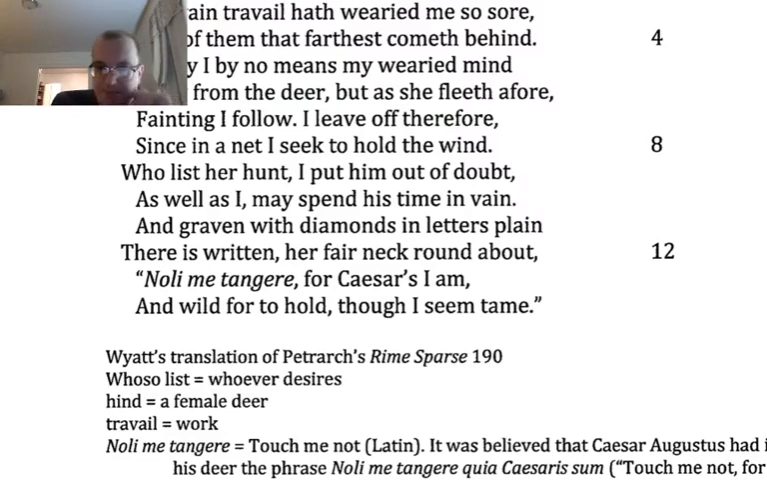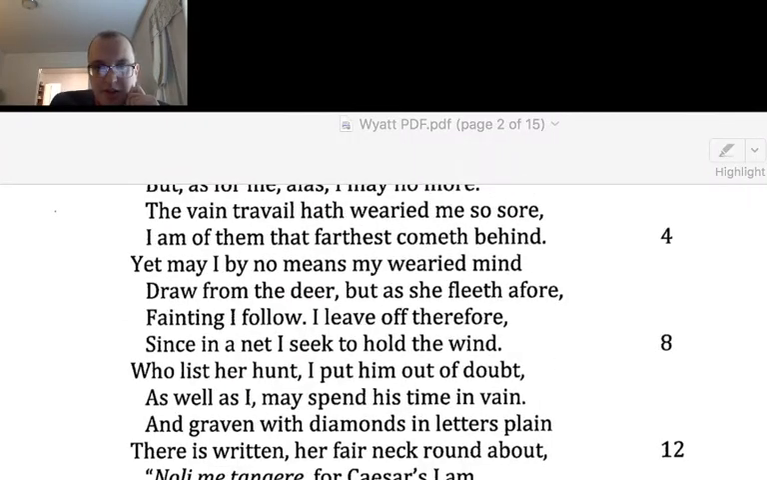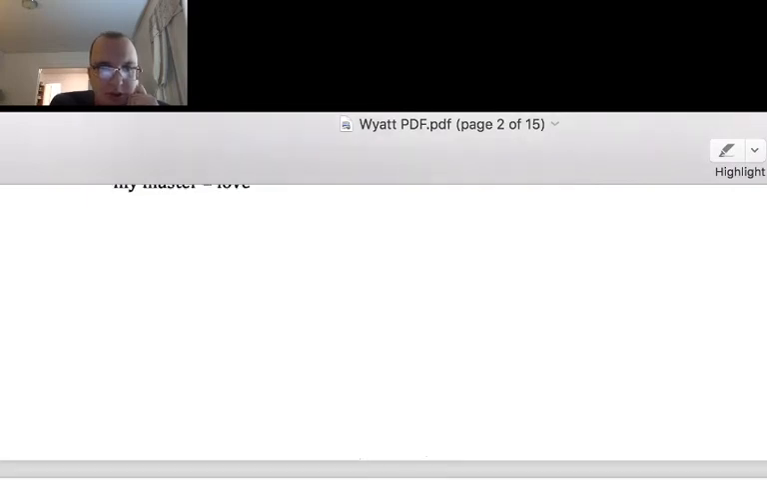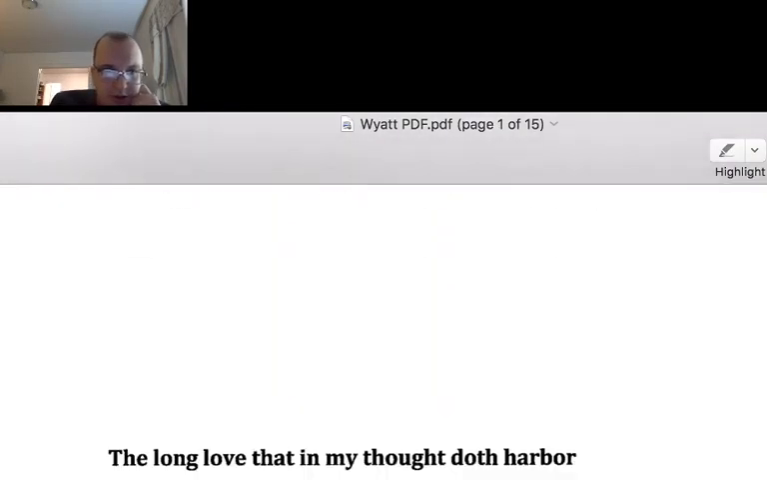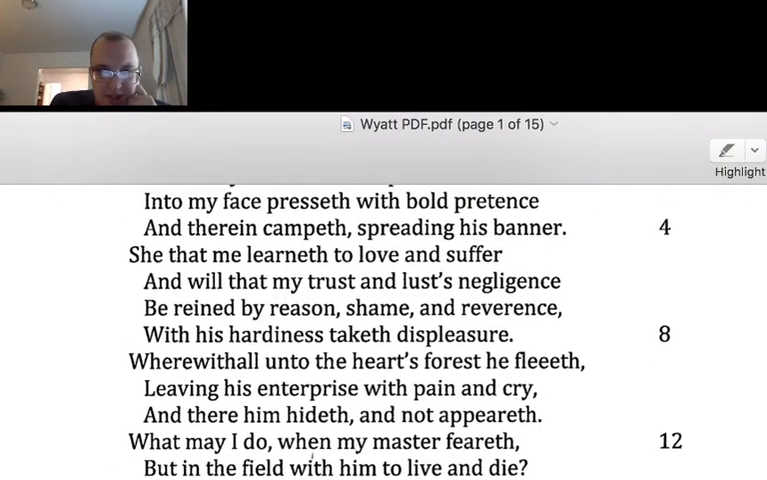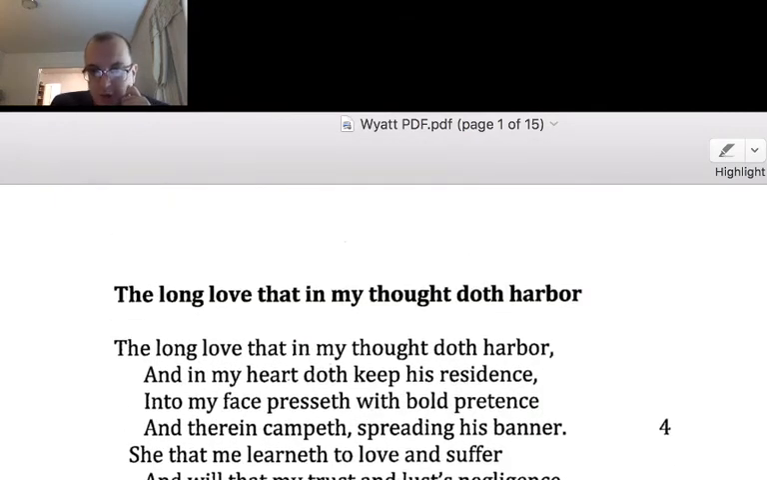Yeah, so there's another one in this collection too. This one is a translation of Petrarch's 140, which is also in our collection. Take a look at that one too. You guys can kind of see the difference.